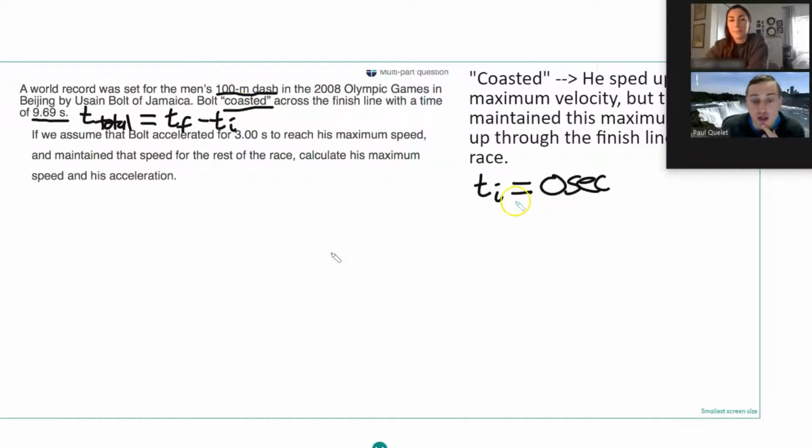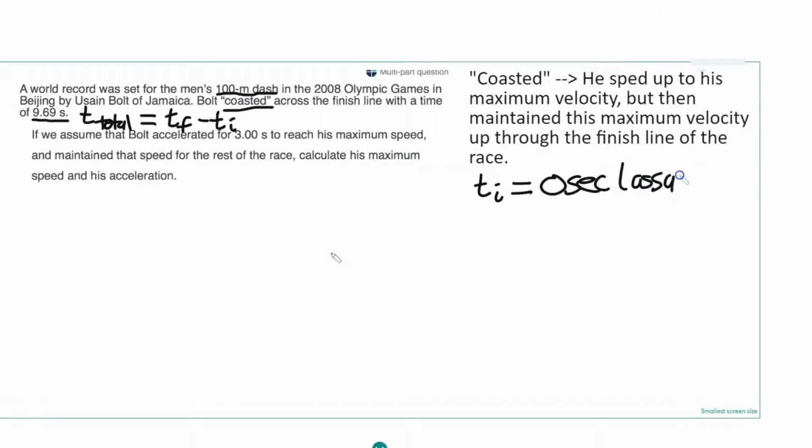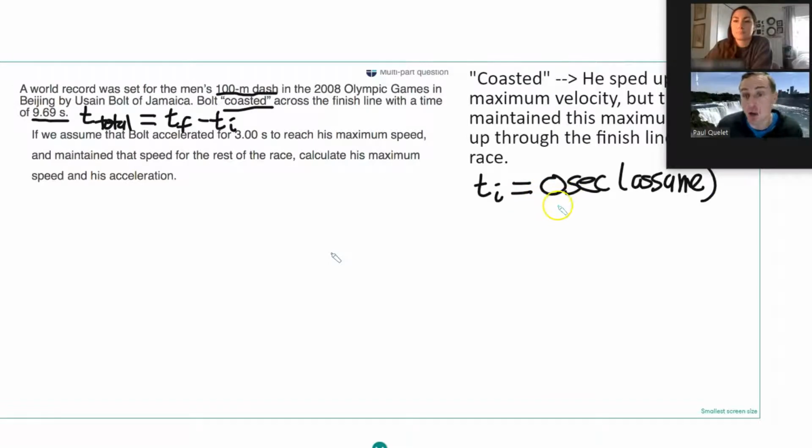Okay, so T initial. And by the way, we typically assume that in physics unless we're otherwise told. So we assume that all T initial times are 0 seconds unless we're otherwise told. So whenever we get to choose, in other words, we get to do the problem like we want to, I would suggest doing it that way. It makes the problem easier. If we assume that Bolt accelerated for 3.00 seconds.